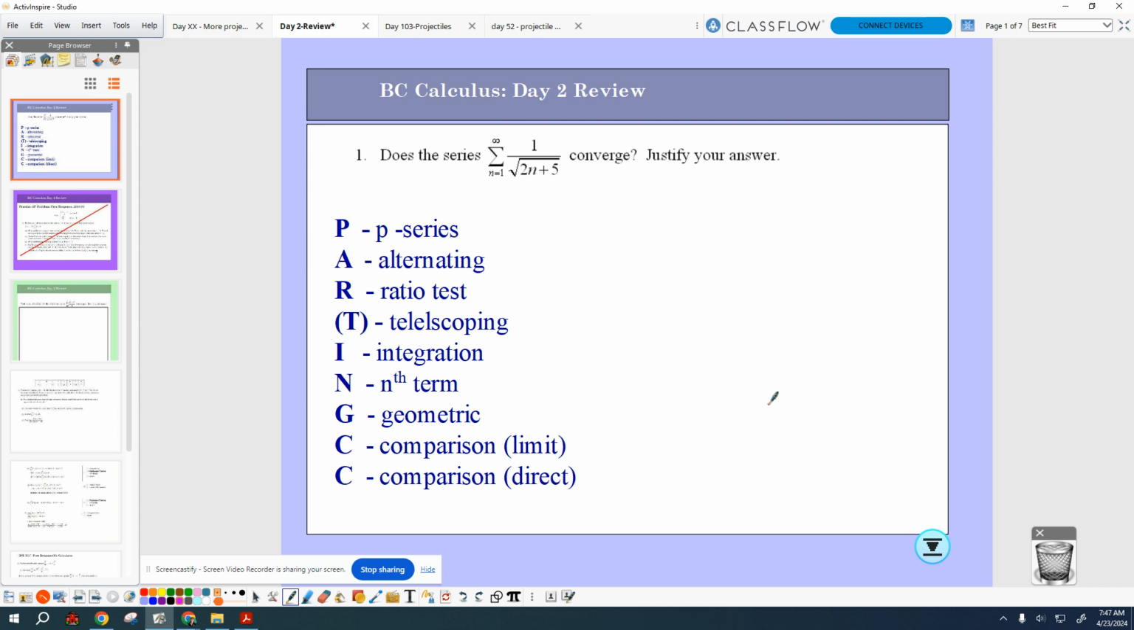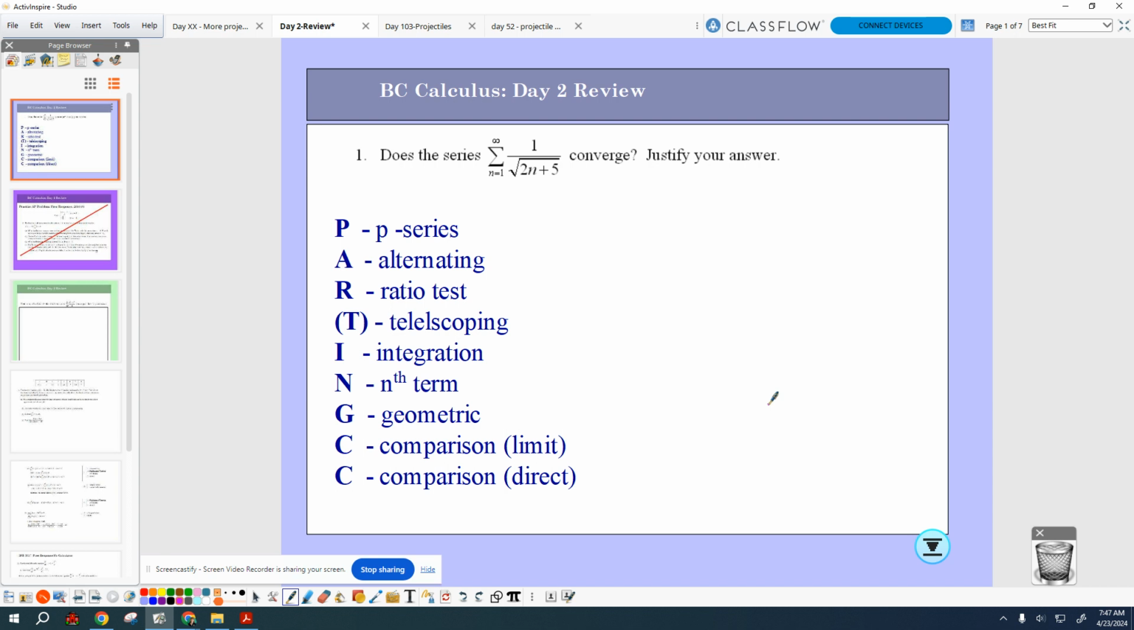What's the answer to this question? If it was multiple choice, does it converge or diverge? I hear diverge. Oh, you said it with a little more conviction. Why? If it was free response, what do you have to say? Diverges by p-series. Okay.